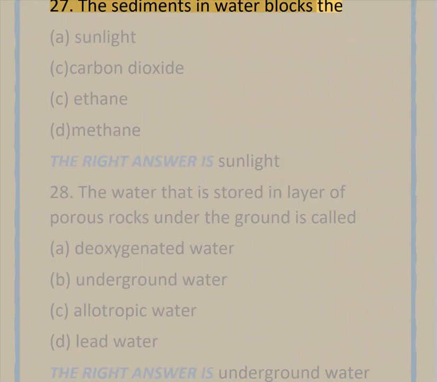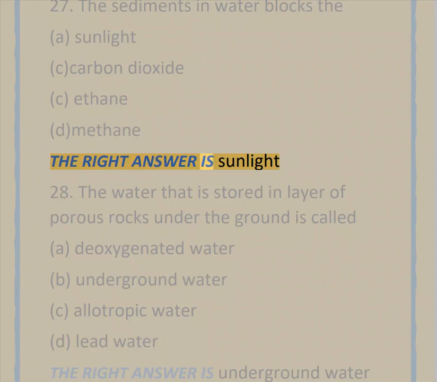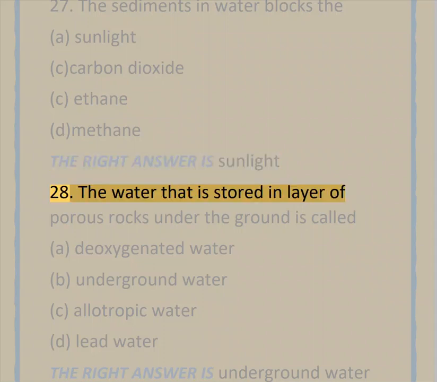27. The sediments in water block the A. Sunlight, B. Carbon dioxide, C. Ethane, D. Methane. The right answer is sunlight.